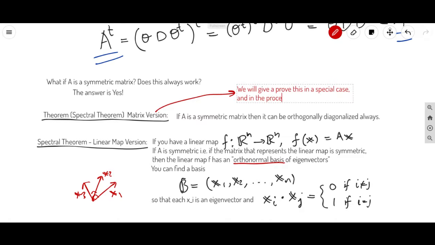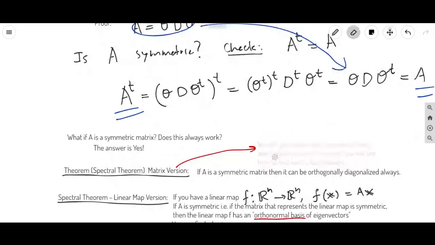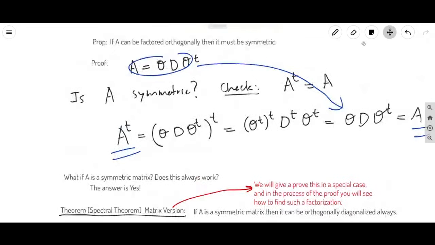And in the process of the proof, you will see how to find such a factorization. We're not just doing a proof to show you why it works. The point of the proof is also to show you how you find this factorization, because there is a question about how you actually find these factors. As we discuss why this works, you will see how exactly the O matrix and the D matrix are found. Then you will see exactly how to calculate that for a specific example, and after that, we'll do an example.